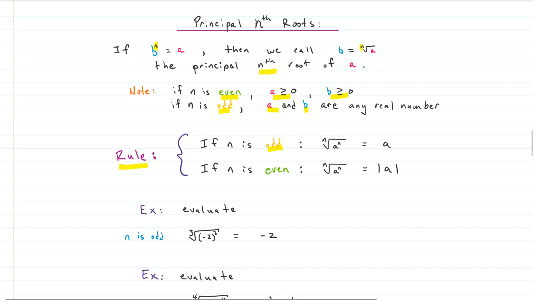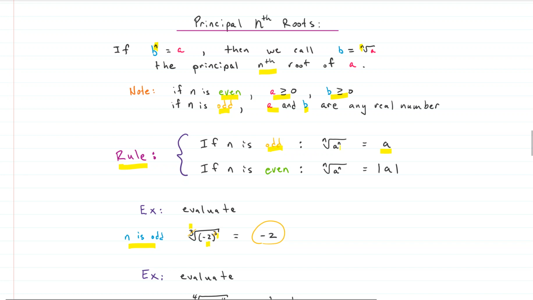So here's the rule. If n is odd, then the nth root of a to the n is just a. Doesn't matter if it's positive or negative. So if we look down here, n is odd in this example, and we have the cube root of negative 2 to the 3rd power. The 3 in the index on the radical and the 3 in the exponent cancel, and we're left with negative 2. It's okay. The result of an odd indexed radical can be negative.